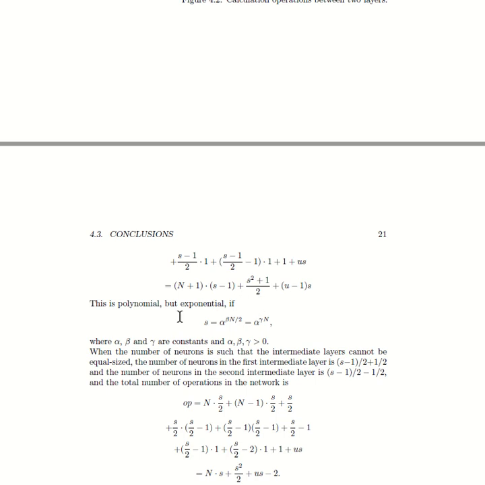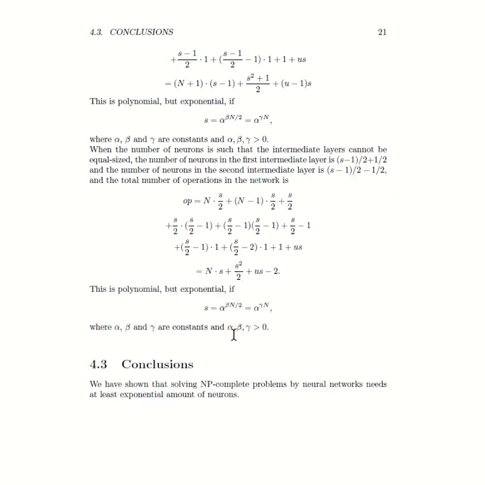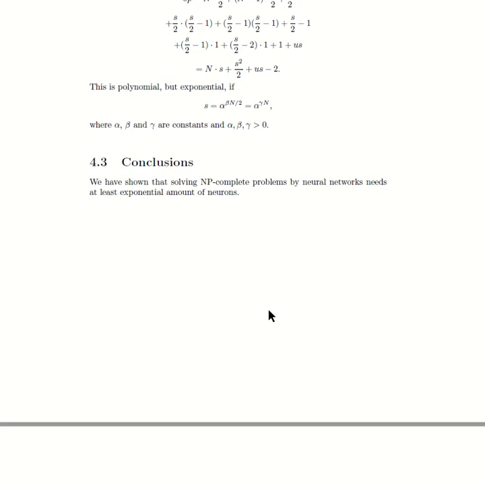We must make S exponential. Then this here comes exponential, and it is needed to solve NP-complex problems. It is the same with an unequal number of neurons in the intermediate layers of the network. The same result comes. And we have shown that solving NP-complex problems by neural networks needs at least an exponential amount of neurons.